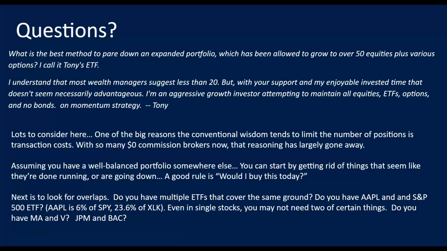All right, so Tony asked, what is the best method to pare down an expanded portfolio, which has been allowed to grow to over 50 equities plus various options? I call it Tony's ETF. I understand most wealth managers suggest less than 20, but with our support and enjoyable invested time, that doesn't necessarily seem advantageous. He's an aggressive growth investor attempting to maintain all equities, ETFs, and options with no bonds on a momentum strategy. So there's lots to consider here.